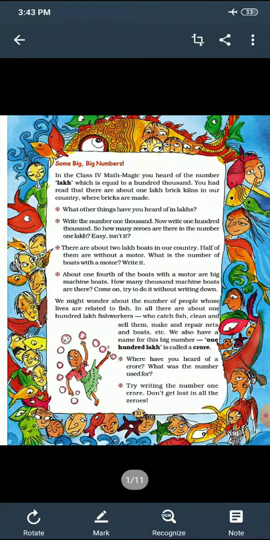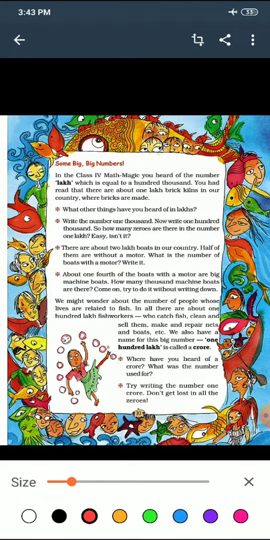Now the first question is here. You can see it asks what other things you have heard in lakhs. Have you heard anything in lakhs? Yes, we have heard that the number of vehicles running on the road, or the number of people in a city or a town, are all in lakhs.